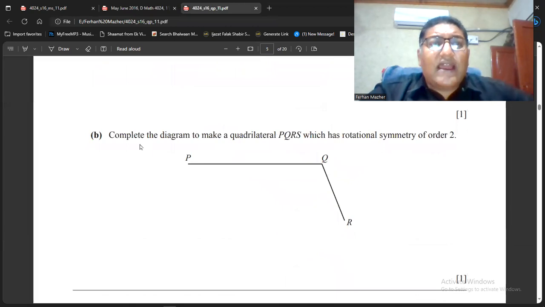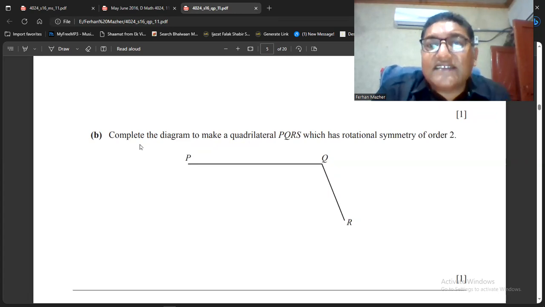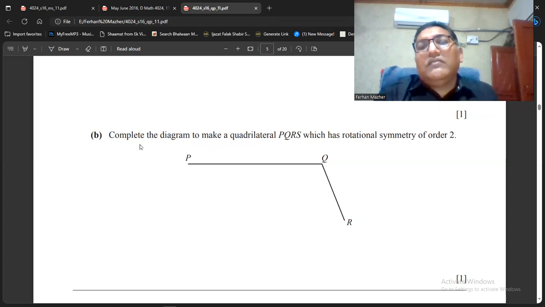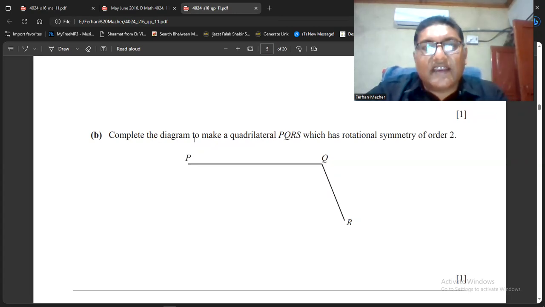Okay, so here we have question number 8, part B. It says, complete the diagram to make a quadrilateral PQRS that has a rotational symmetry of order 2. Okay, so we will make a parallelogram with this. Try to understand this idea.